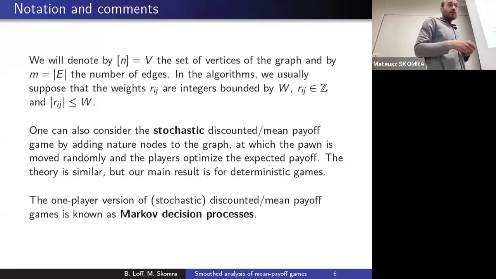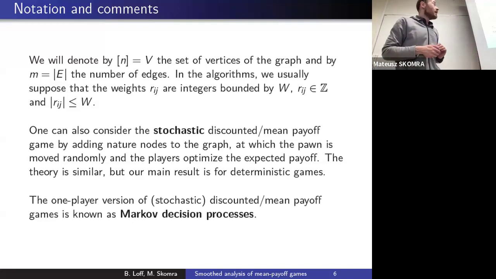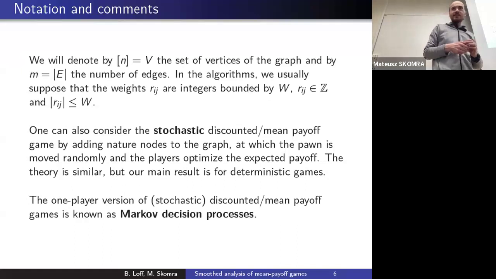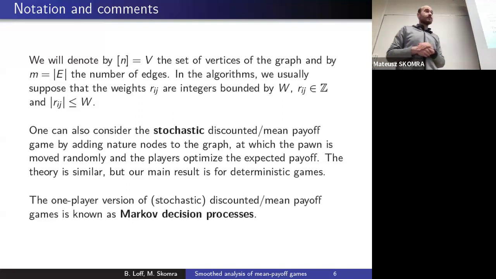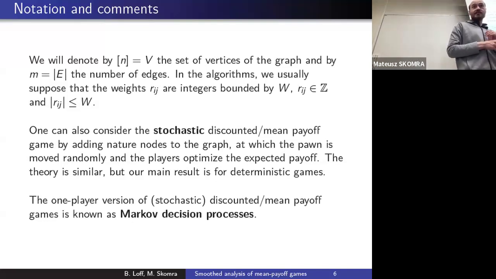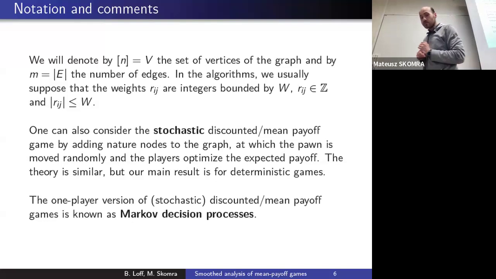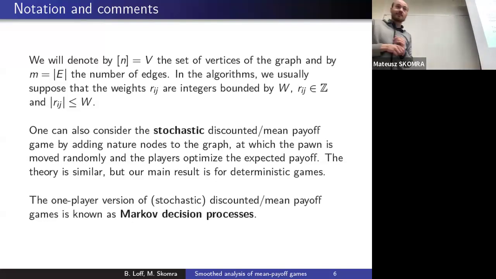And the theory that I'm going to present is very similar. However, the end result about smooth analysis is for deterministic games. So this is why I made all of this presentation more about deterministic games than stochastic games. And finally, the one player version. If you just have max or just have min in these discounted or mean payoff games, it is known as Markov decision processes. Markov decision processes is a whole theory of how to solve them, what to do with them, and how they are useful in some applications.